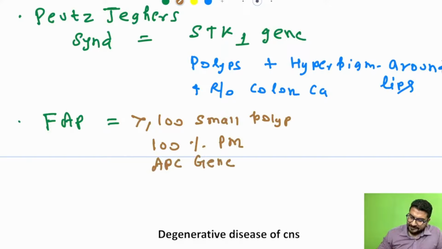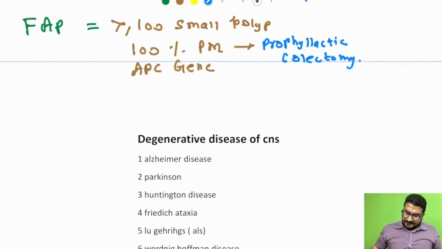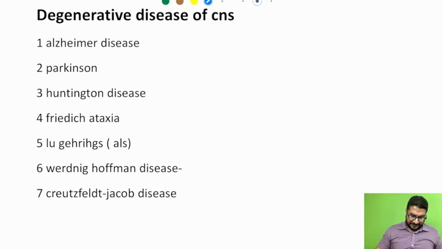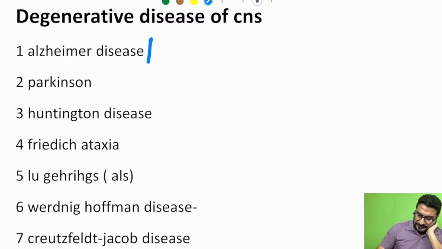A polyp जब 100% pre-malignant है, तो before these polyp convert into cancer, what we do prophylactic colectomy. तो कोलन को हम पहले ही निकाल लेते. Okay, then let's talk about some degenerative disease of CNS. So हमने एक बार ये पढ़ लिया था. Just let me give you a brief overview of this Alzheimer disease.